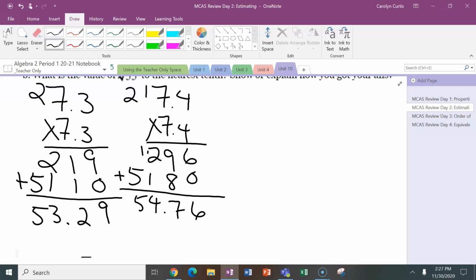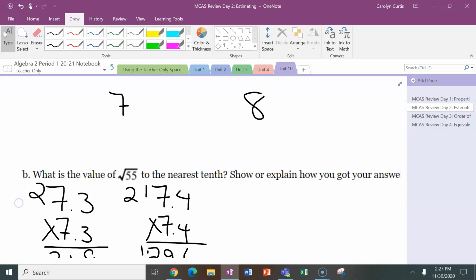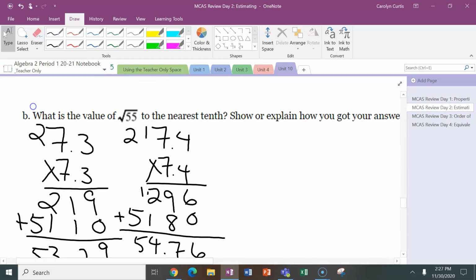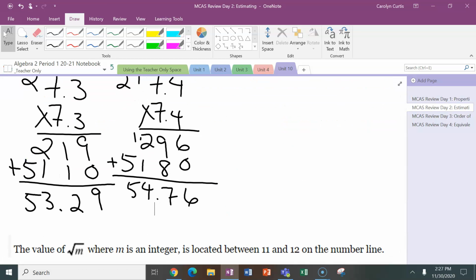So we know that the square root of 55 has to be between 7 and 8. We know that it's closer to 7, so we don't want to go past 7.5. So I started with 7.3. 7.3 got me pretty close, 53.29, but 7.4 got me closer at 54.76. So to round to the nearest tenth, remember one decimal place, this is going to be 7.4.